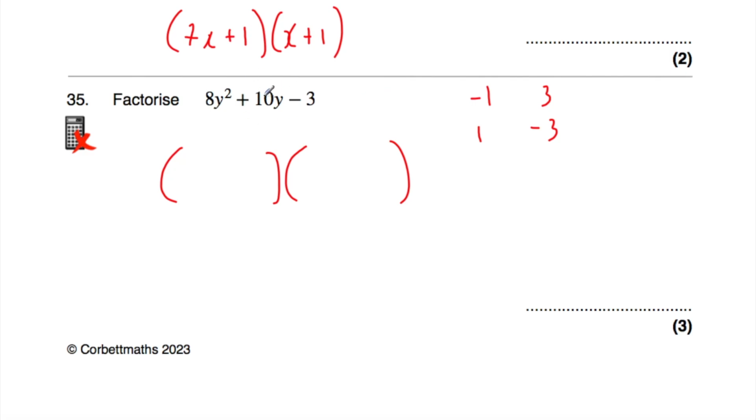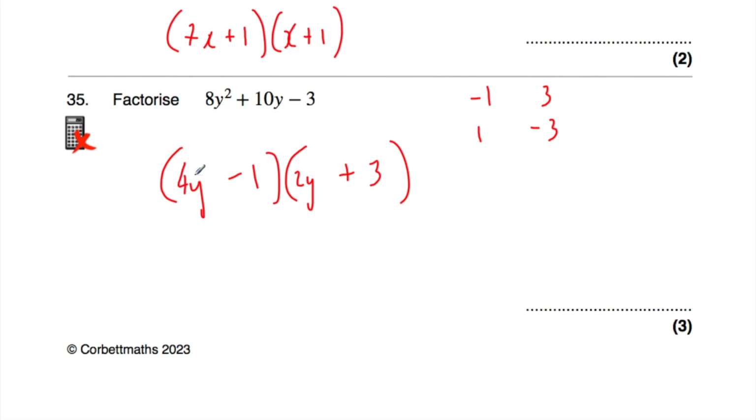What I'm thinking here is, if we use a 4y and a 2y, because we want to get 10y in the middle, then if we had our 4y and 2y, they times together to be 8y squared. Now we want to put these numbers in the brackets so that when we expand it, we're going to get our 10y. So I'm thinking if we do a plus 3 there, because 4y times 3 would be 12y, and then that would leave us with a minus 1 there, and that would be a minus 2y, which would give us our 10y, and that's it.